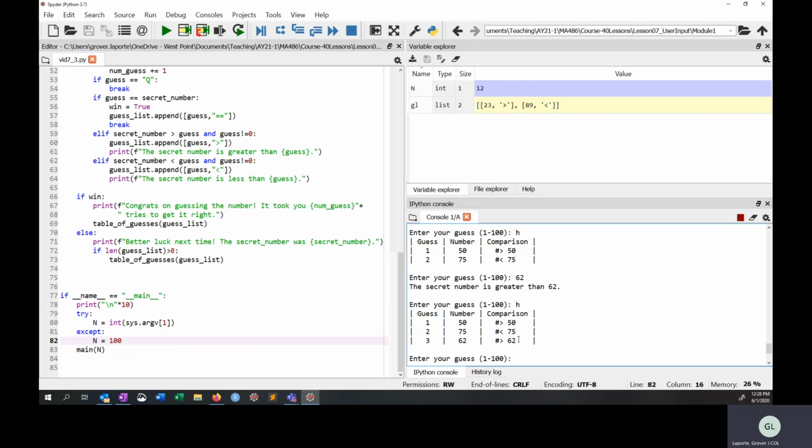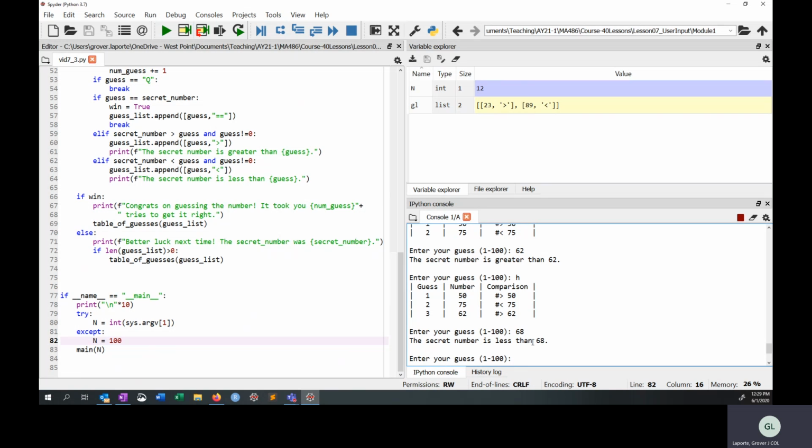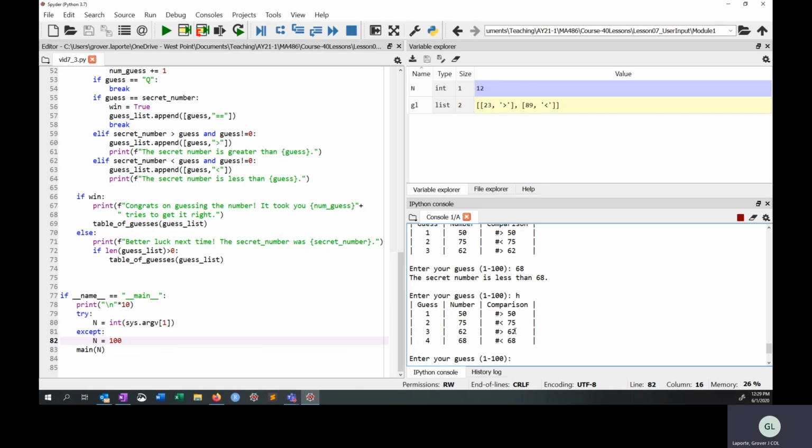So 6 plus 62, 68. Secret number is less than 68. So again, we can hint it out again. And then we know we're between 62 and 68. So that's 6 numbers in between. So 3, 65. Number's greater than 65. So again, let's hint it out. So we know we're between 68 and 65. Maybe 67. And we got it.